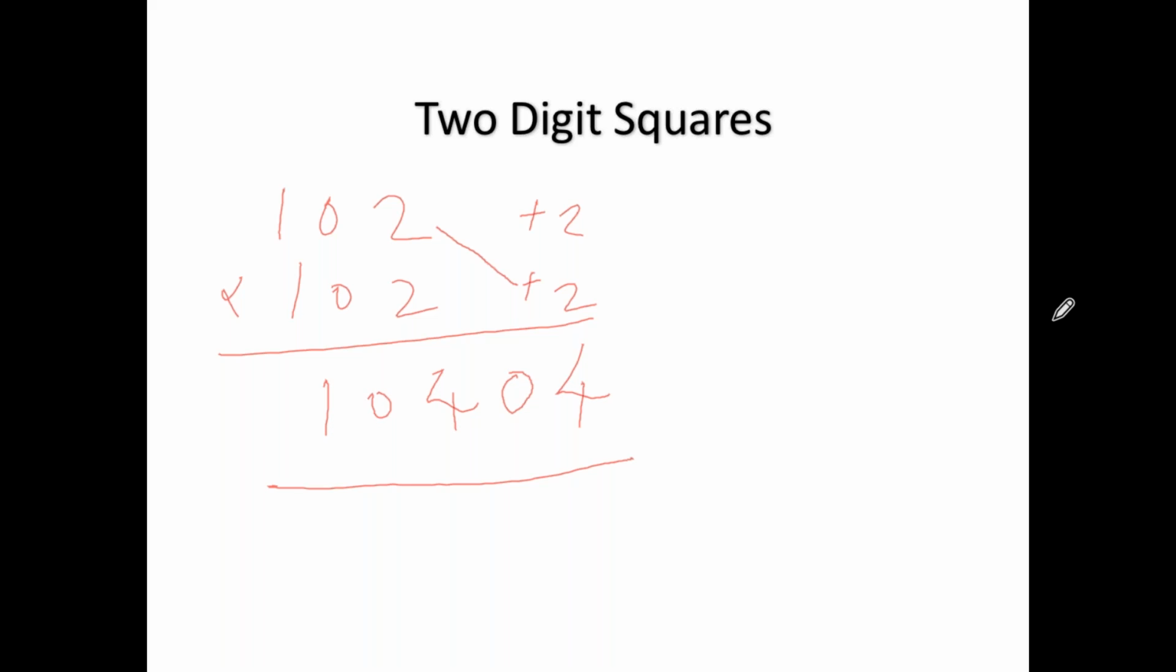Yes, Anuj. Yes, Chaitanya. 10404. That's the correct answer. So please take care. When you get a single digit, 2 into 2 gave you a single digit 4, but I had to keep 2 digits here. So that's why I've written 04.